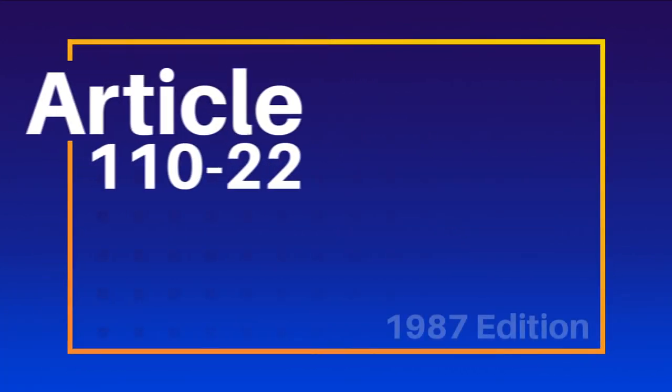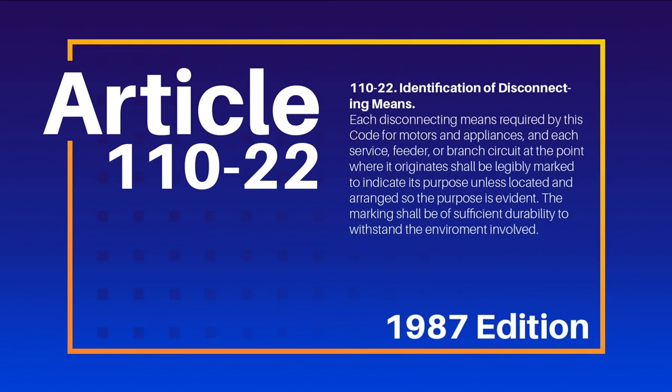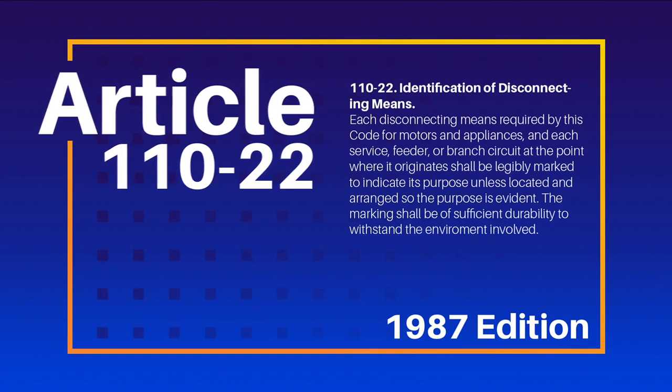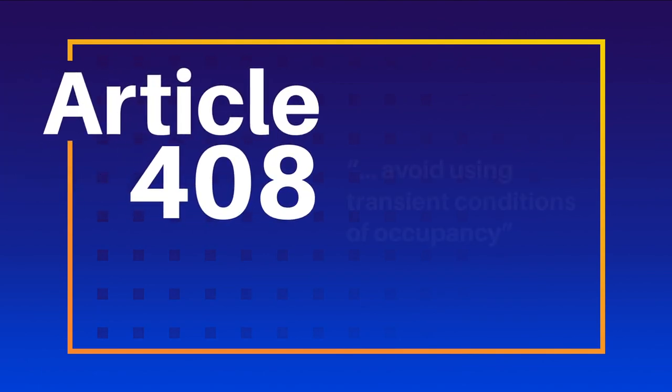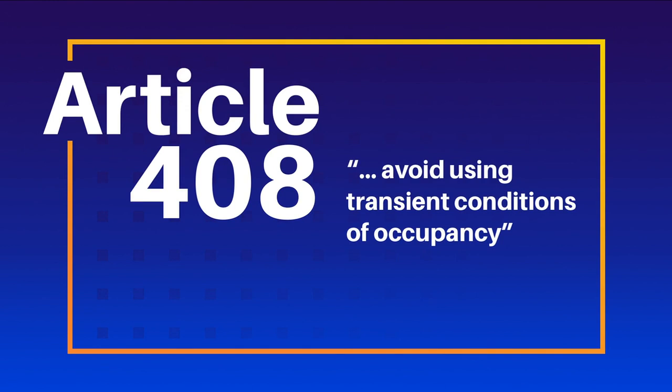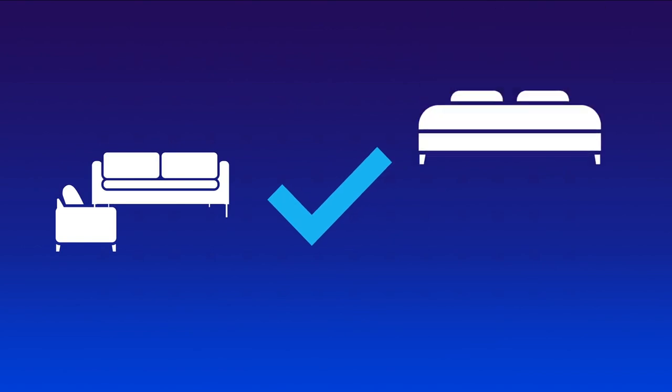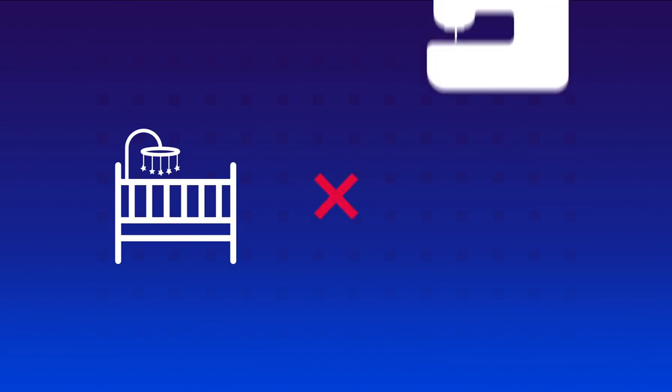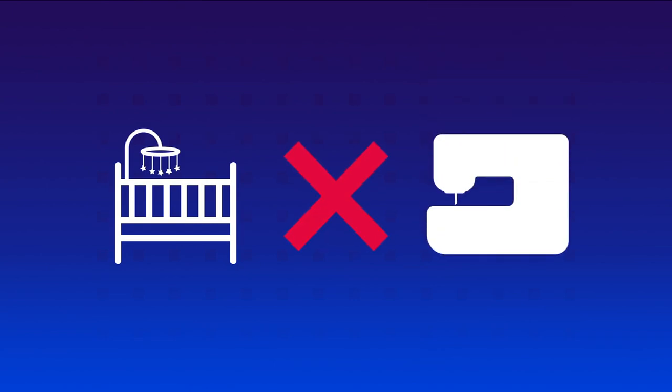Prior to that, the requirements had been set in Article 110 for each service, feeder, or branch circuit at the point where it originated to be legibly marked to indicate its purpose unless located and arranged so the purpose was evident. The enhanced identification requirements in Article 408 included the provision to avoid using transient conditions of occupancy, so that living room or upstairs bedroom number 1 was okay, but children's bedroom or sewing room was not. These provisions satisfy the requirement of being easy to locate but didn't provide as much detail as possible.